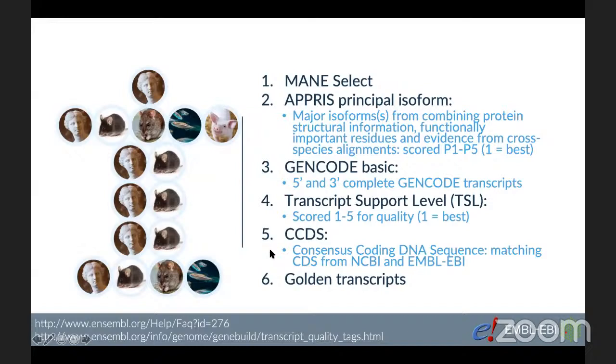We then have CCDS, which stands for Consensus Coding DNA Sequence, which is a little bit like main, but a little bit older. So it's also an agreement between NCBI and Ensembl, but only for coding sequence. So it doesn't take the UTRs into account. And finally, we also have the golden transcripts, which we just covered as well. We talked about them, but by no means are these the most important ones, but they're useful if there's nothing else out there.